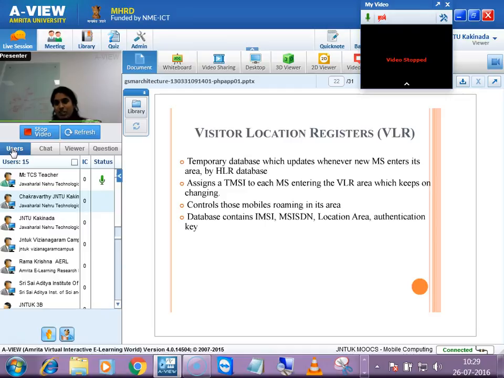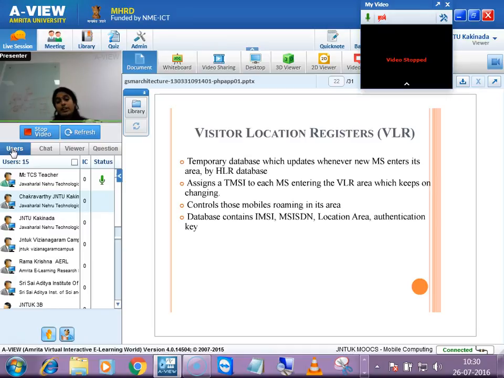Control in the sense that the information related to that will be stored in it, and all the routing will be taken care of by the destination MSC. The database contains the MSC, location area, and authentication key. Authentication key in the sense that whenever you are registered, that is fine, but there should be some validation: is he a valid user, or is he some other user? There will be some authentication procedure that takes place once you register.